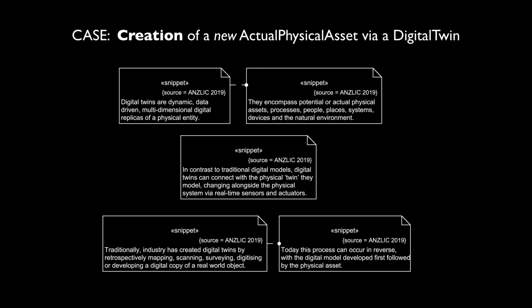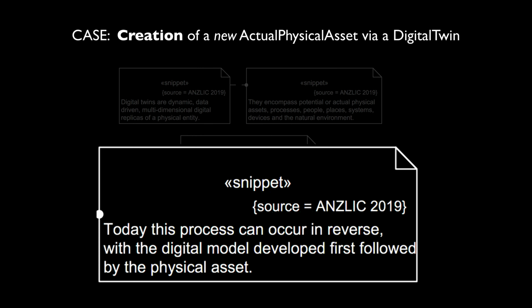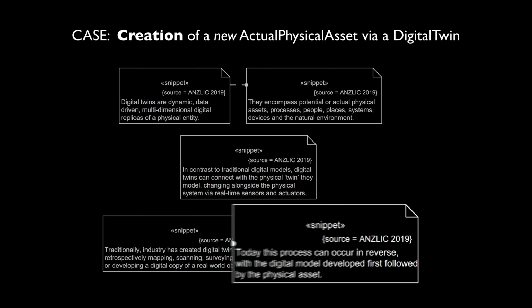It's time to look at the next case, creation of a new actual physical asset via a digital twin. This corresponds to the following text extract or snippet from ANSLIC 2019. Today, this process can occur in reverse, with the digital model developed first, followed by the physical asset.